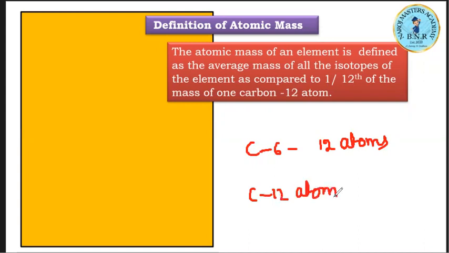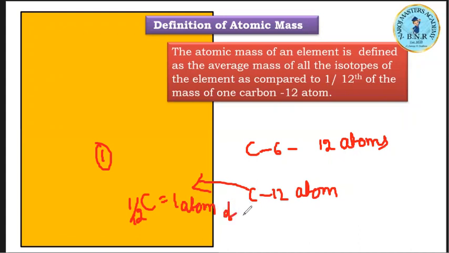Then what is the mass of hydrogen? As we know, the mass of hydrogen is 1. If you compare to carbon, what is the relative mass of hydrogen? It is 1/12 of carbon. 1/12 of carbon is equal to 1 atom of hydrogen. So how to remember? One atom of hydrogen is equal to 1 unit, then one atom of carbon is equal to 12 units. Is it right?